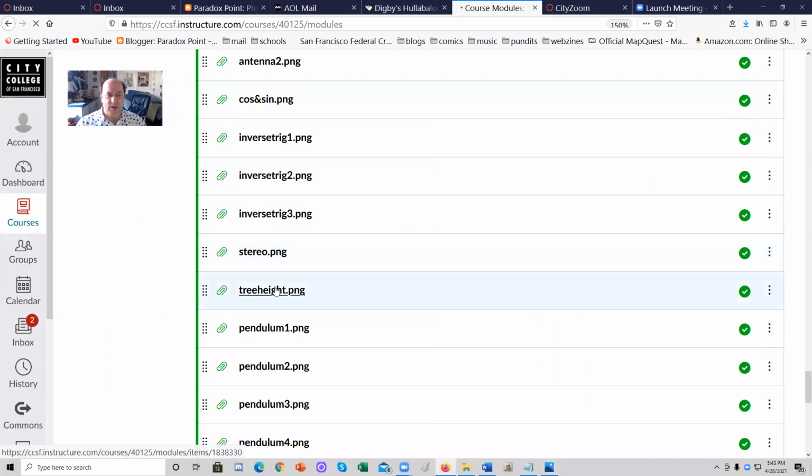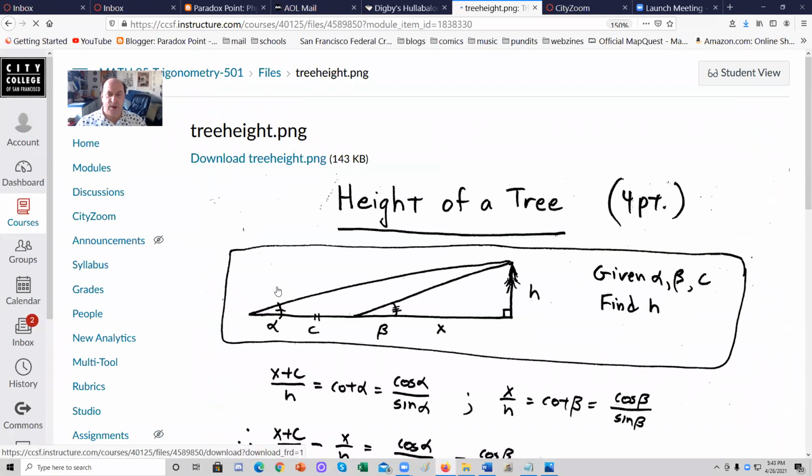Let's begin with tree height. Today's extra credit review is the height of a tree. Here's a tree with height h. That's what we want to find. From this vantage point, the top of the tree is at an angle of elevation of beta. Go back c feet. From here, the angle of elevation is alpha. The question is, from alpha, c, and beta, determine h.